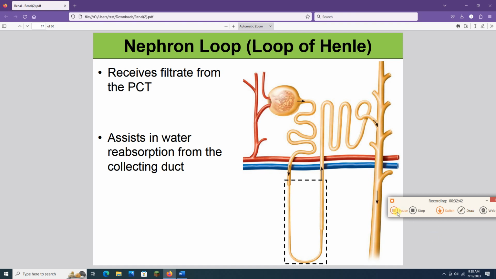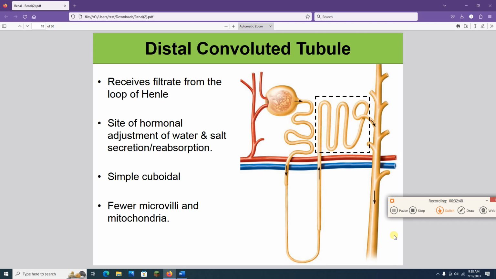Okay, moving right along, we've got our distal convoluted tubule. Distal because it's farther away from the glomerular capsule. Convoluted because it's twisty. It gets the filtrate from that nephron loop, the loop of Henle. Now, the distal convoluted tubule is where we do reabsorption and secretion, but we do it here in an adjustment way.